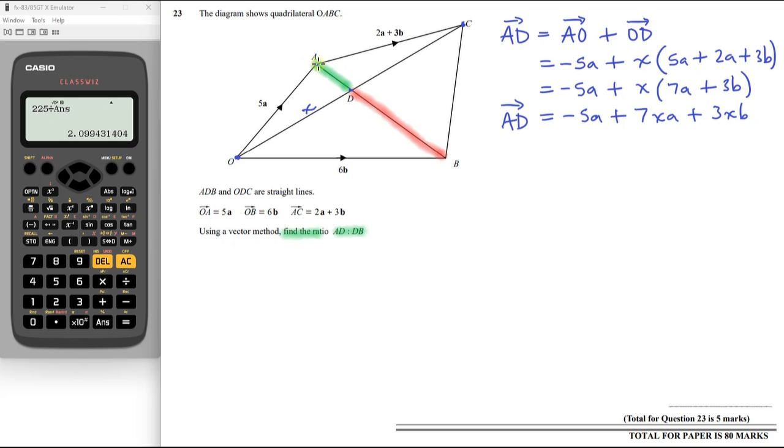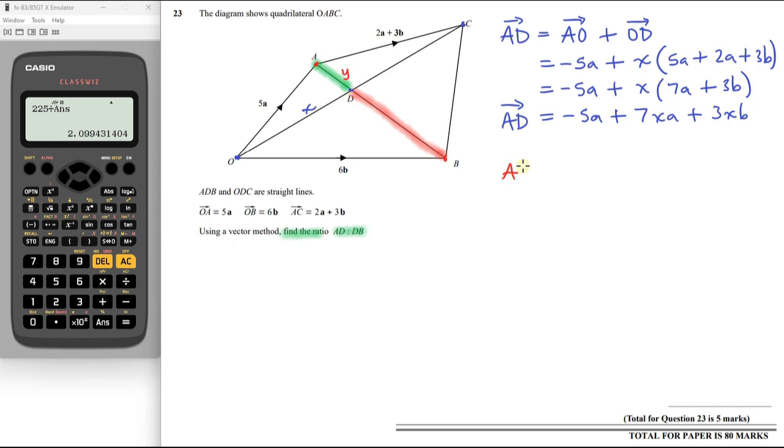So instead of going the way we just did, we can say that AD is some fraction of vector AB. Similar to before, we said that OD was some fraction of OC. We can do exactly the same here. And again, we don't know what that fraction is. It could be a third, it could be a quarter. So I'm just going to use y to represent that fraction.